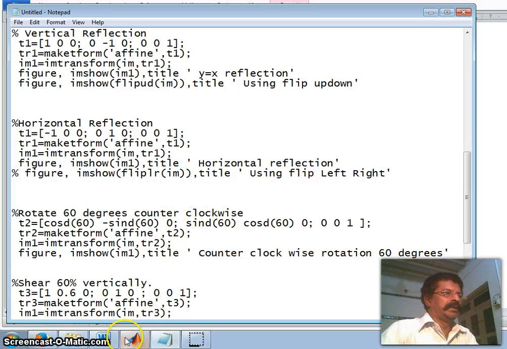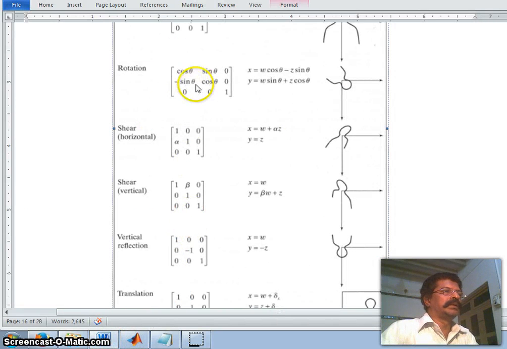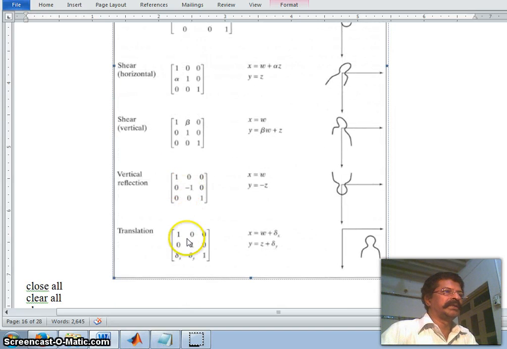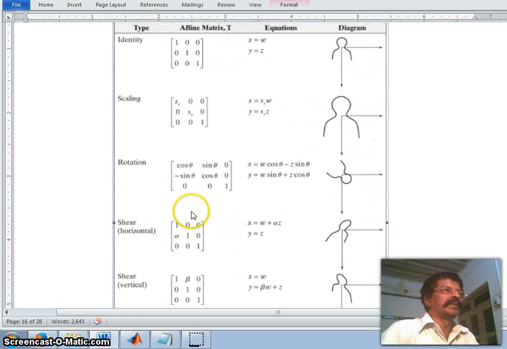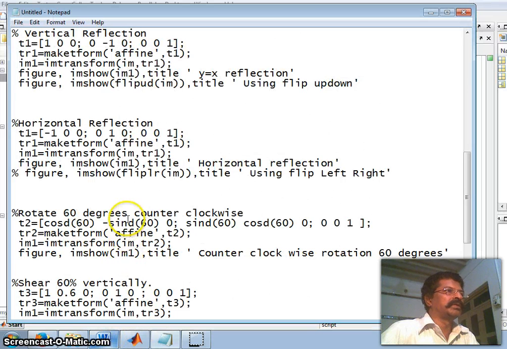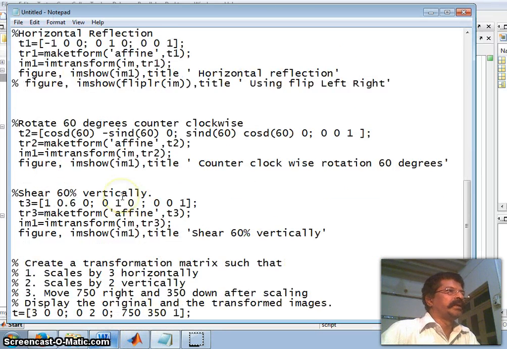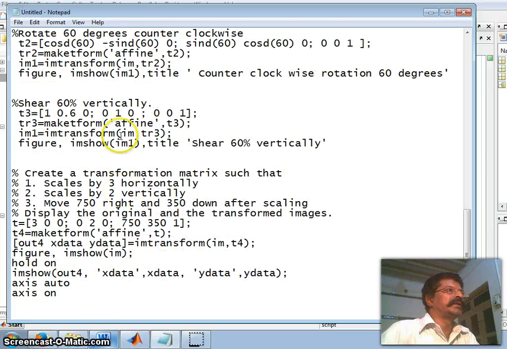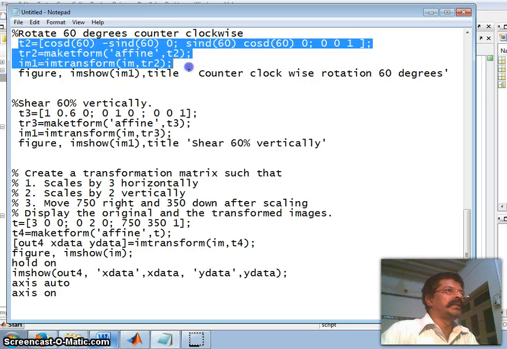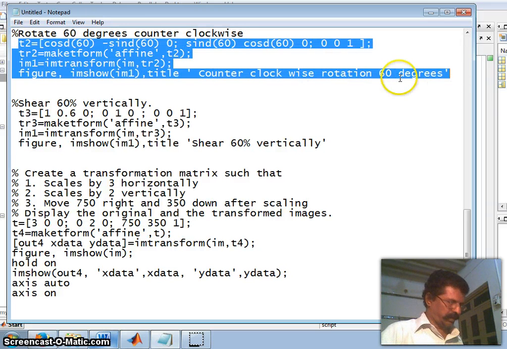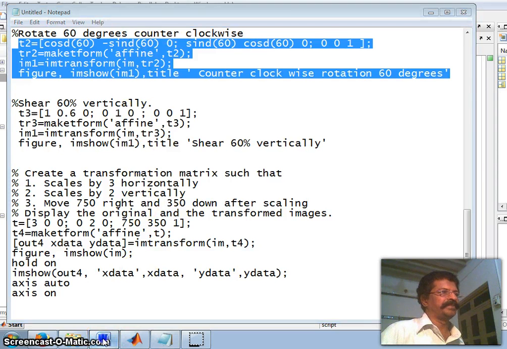Bismillah. Right, we discussed in the last class up to shearing horizontally and vertically. The translation was pending. A few additional questions we shall see. Suppose the question is to rotate 60 degrees in the counterclockwise direction. The image is to be rotated 60 degrees in the anti-clockwise direction.